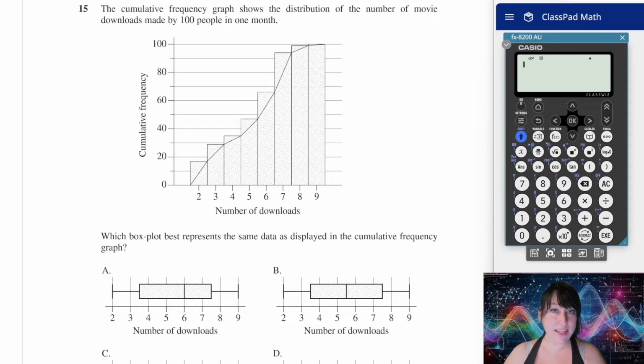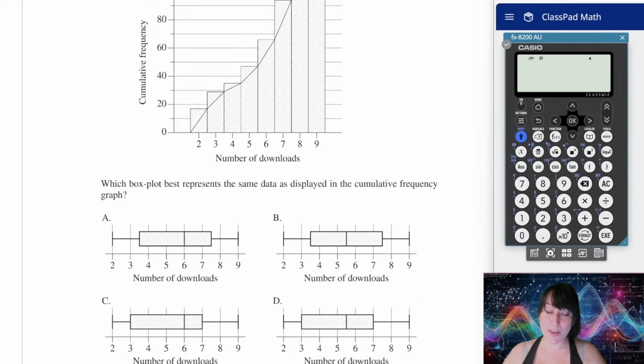Okay, question 15, the last multiple choice question, which is usually a pretty tricky one, says the cumulative frequency graph shows the distribution of a number of movie downloads made by 100 people in 1 month. Below the graph, it says, which box plot best represents the same data as displayed in the cumulative frequency graph?